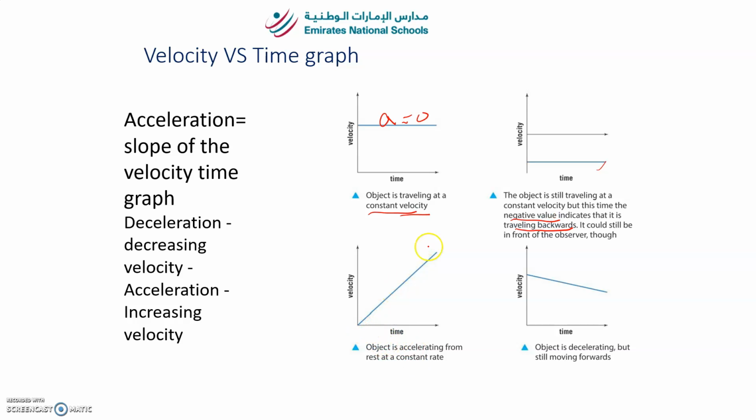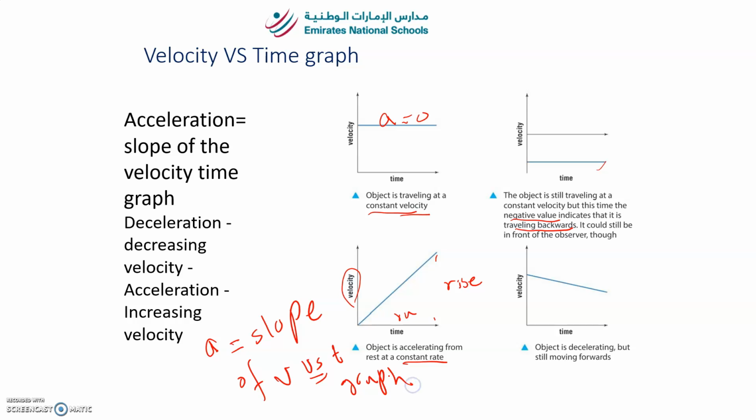Here, I have a change in the velocity, so the acceleration is constant. How can I find the value of this acceleration? It's the slope: rise over run. So the acceleration gives you the slope of what? Of the velocity versus time graph.